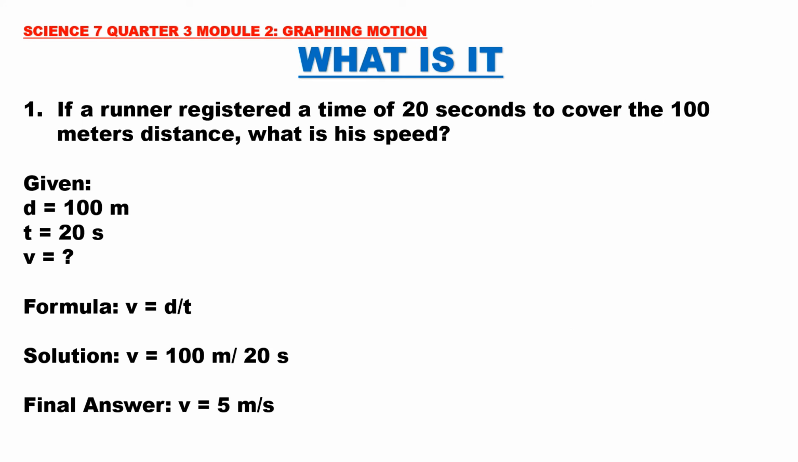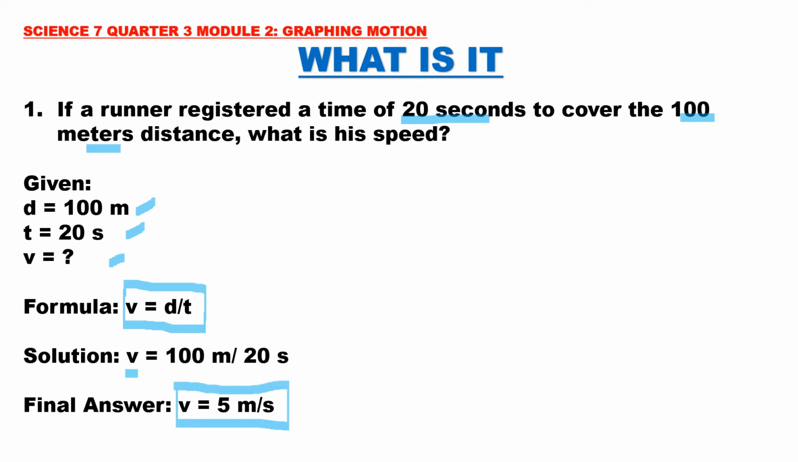So, meron tayong example last time. If a runner registered a time of 20 seconds to cover the 100 meters distance, what is his speed? So, ang given natin, distance 100 meters, time 20 seconds, speed unknown. Ang formula natin ay speed equals distance divided by time. So, speed equals 100 meters divided by 20 seconds. Ang final answer natin, speed equals 5 meters per second.